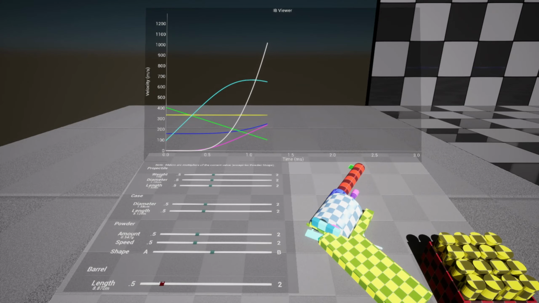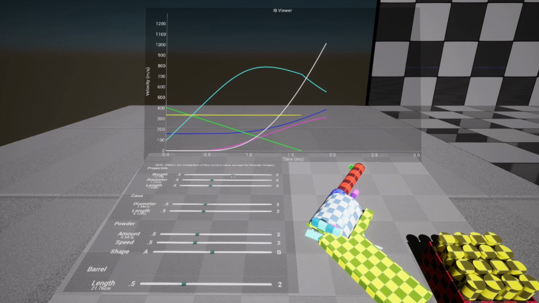Some sliders do have limits, for example you can't make the barrel shorter than the round, and most of them are relative, so you can set the value to anywhere between half of what it is now or double what it is now. The only slider with a hard-coded range is powder shape.